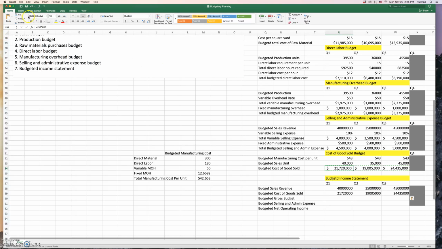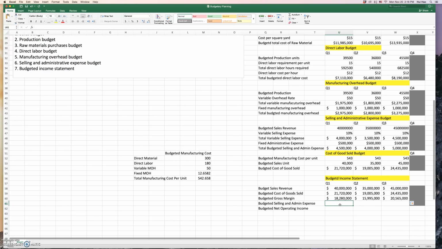They're all dollar amounts. So we know our sales revenue, we know our cost of goods sold, so we can generate gross margin. It should be budget gross margin. So sales revenue minus cost of goods sold to get the gross margin.